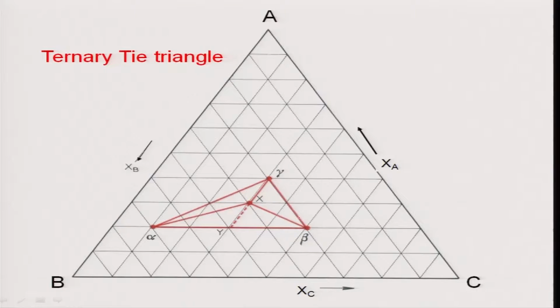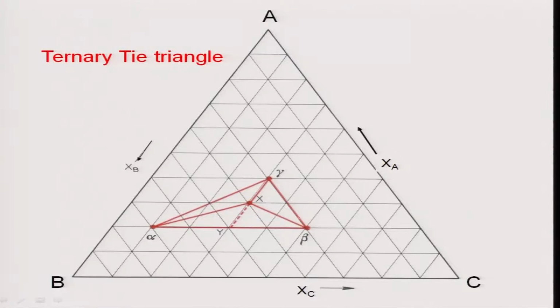This is a situation where an alloy separated into 3 phases. An alloy composition X is separated into alpha, beta, gamma, and you have been asked to measure the volume fraction of these phases at a particular temperature. How will you do it? Well, not difficult. First thing I will do is, this is a triangle, that is why it is called a tie triangle.